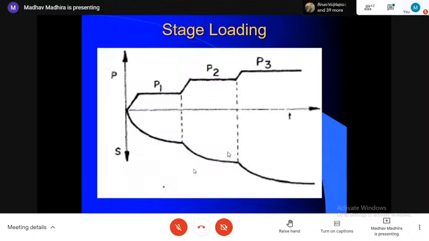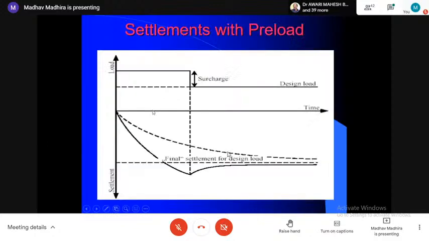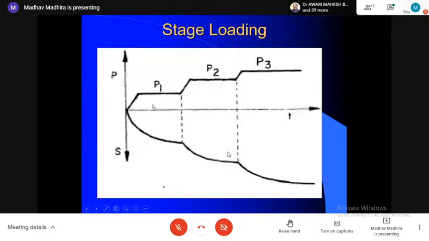And if you put a large surcharge load of, say, 5 to 6 meters, 7 meters, you will end up failing the soil because soil cannot handle that amount. So what we normally do is increase the surcharge maybe 2 to 3 meters at each stage, wait for a month, 3 weeks, and then keep on adding so that the soil is consolidated in that period and is able to take extra load. So this is called stage loading.